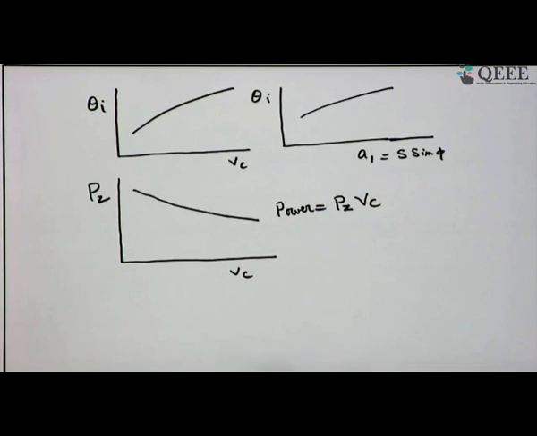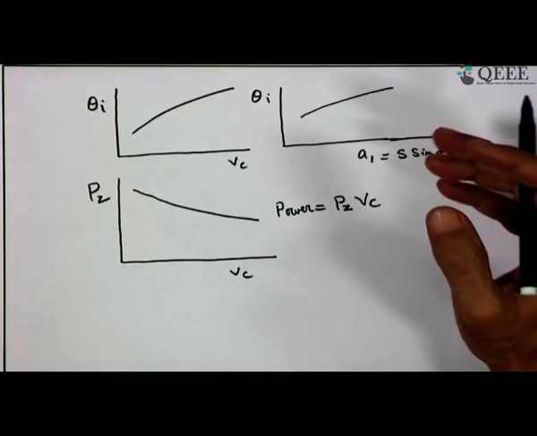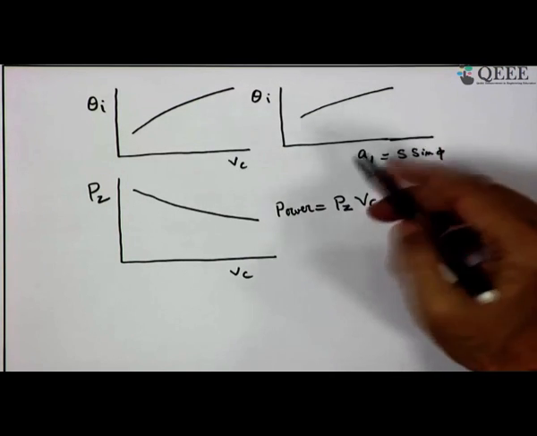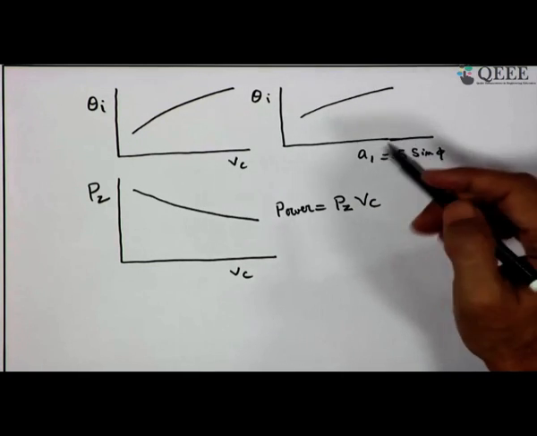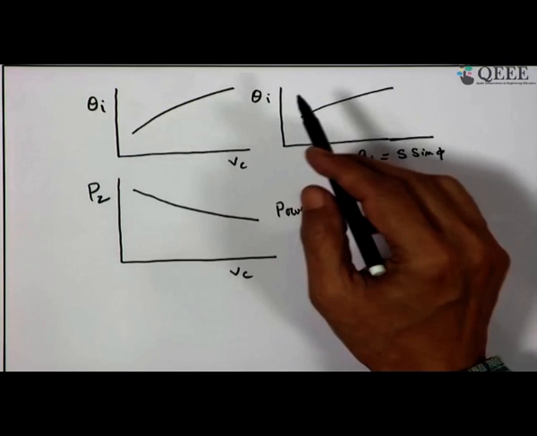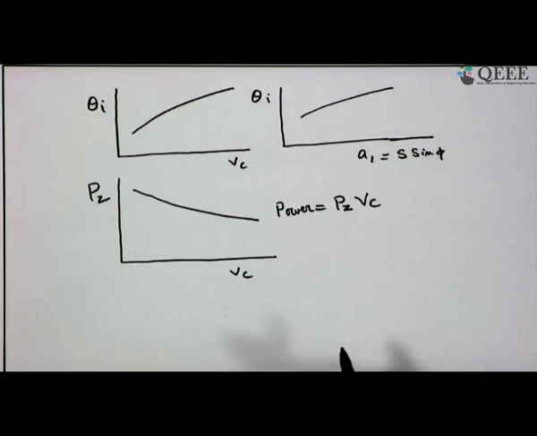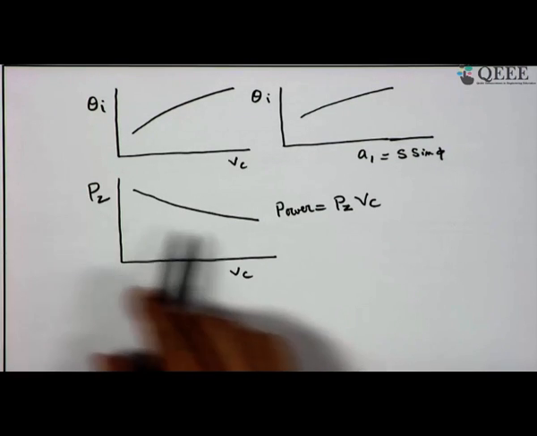Interesting thing is that if we consider Pz into Vc as the main power source, then with this we definitely should have a linear rate of increase of the power and a linear rate of increase of the temperature, but that does not happen. Why is it so? Because with increase of Vc, Pz is falling.